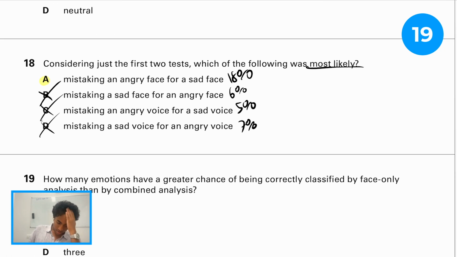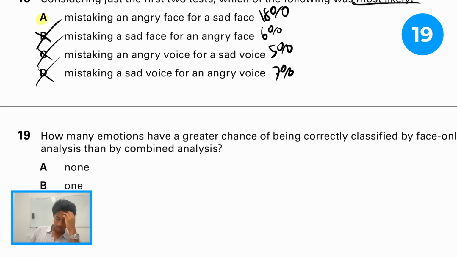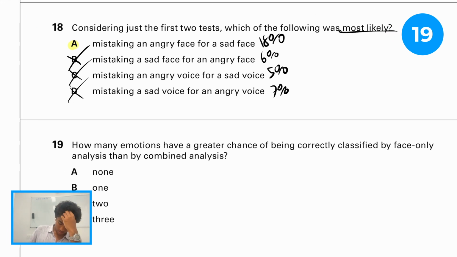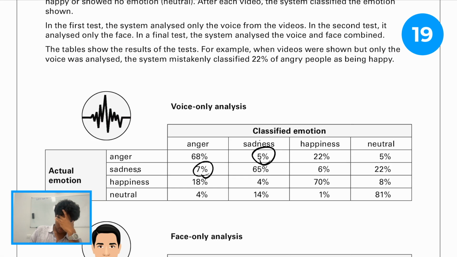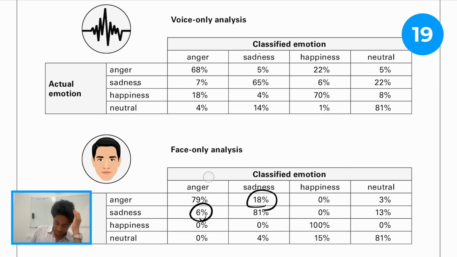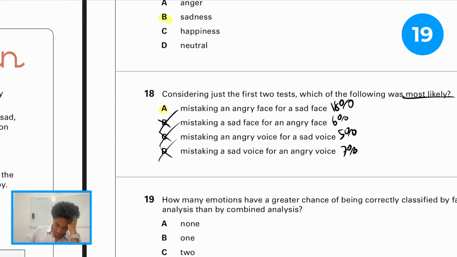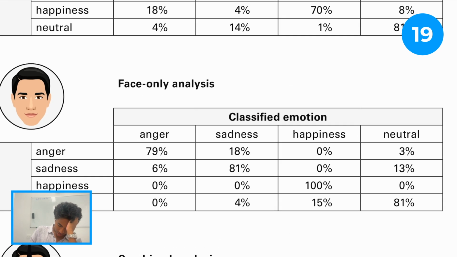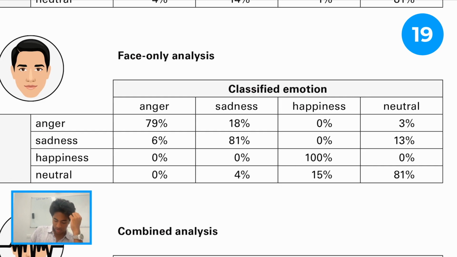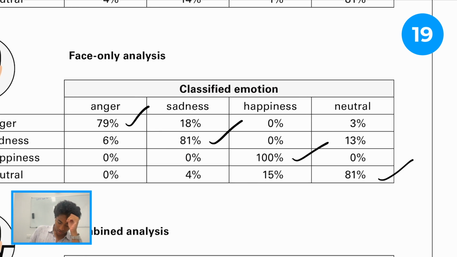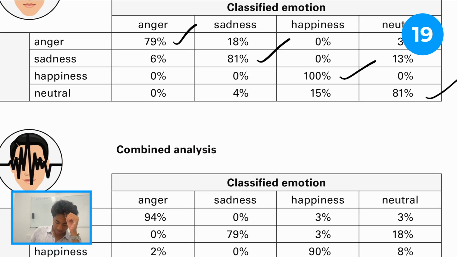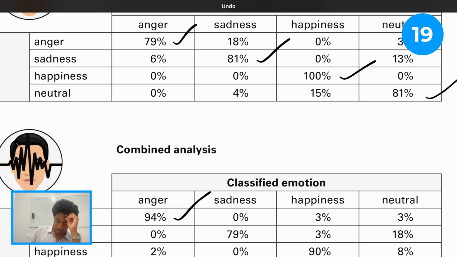How many emotions have a greater chance of being correctly classified by face-only analysis than by combined analysis? Let's look. Face classified 79% as correct for anger, 81% correct for sadness, 100% for happiness, 81% for neutral. If you combined, 94% of angry people were correct, 79% of sadness, right? See how this was 81, this was 79?